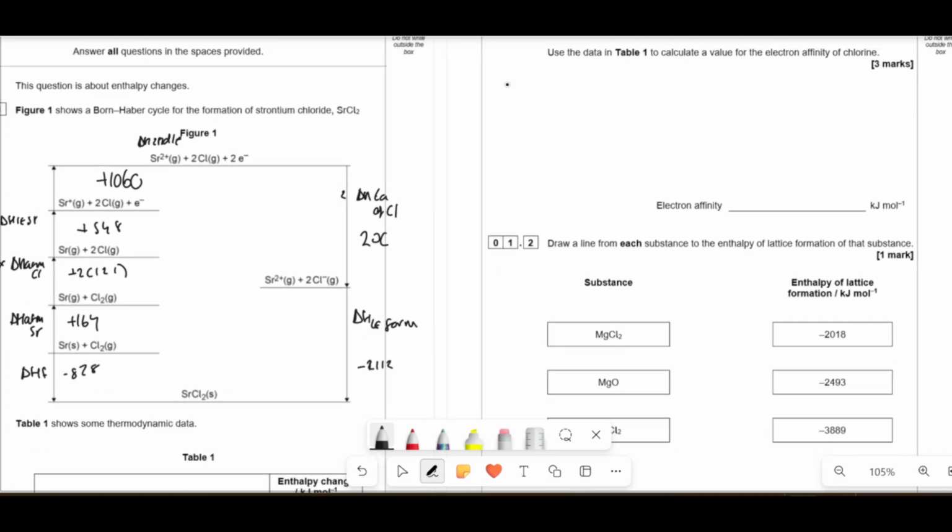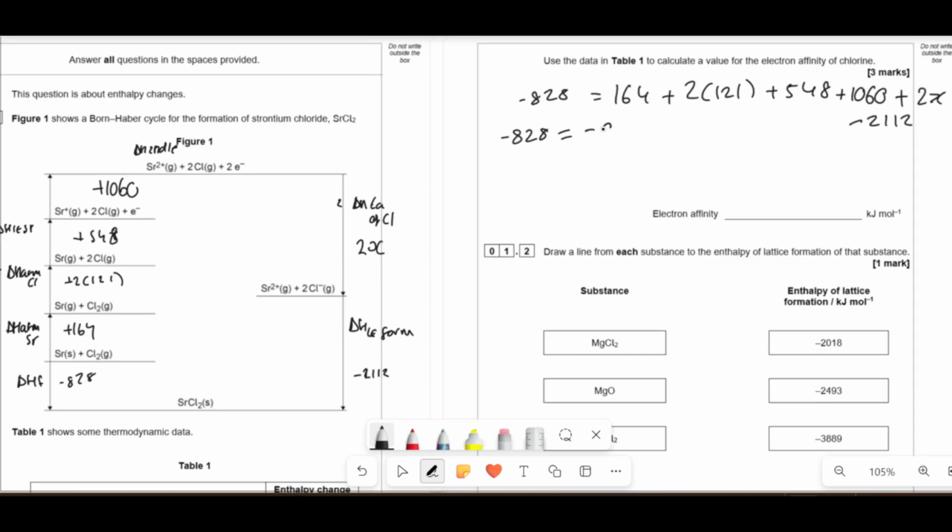So that means we can say that minus 828 equals 164 plus 2(121) plus 548 plus 1060 plus 2x minus 2112, as in this thing equals the sum of every enthalpy change this way. So if I tidy the numbers up, that gives us minus 828 equals, and if I just do this now, 164 plus 2(121) plus 548 plus 1060.